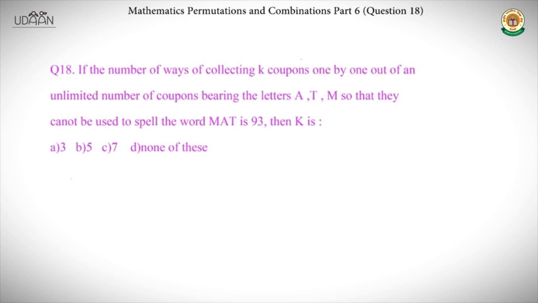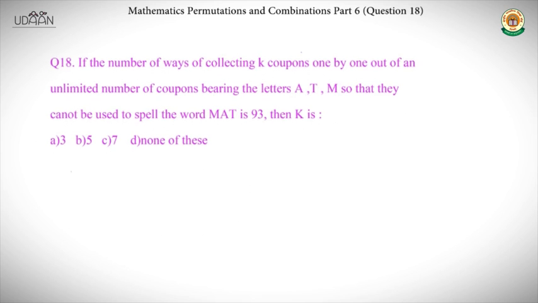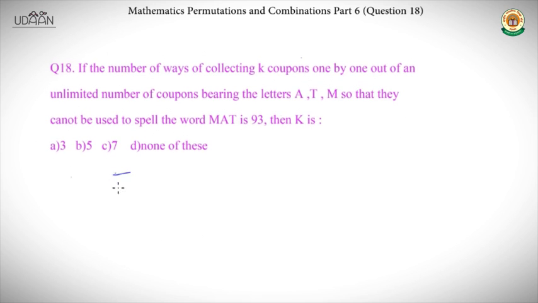So basically we are taking out coupons one by one, and each coupon bears a letter that is one of A, T, and M, and we are given that the number of ways that we are not able to spell the word MAT is 93. So we have to find the value of k. It seems a very interesting question. Let's see how to proceed with this one. To proceed with the solution, let us see what the scenario is. The scenario is that we are taking out coupons one by one, and let us say we are taking k coupons.